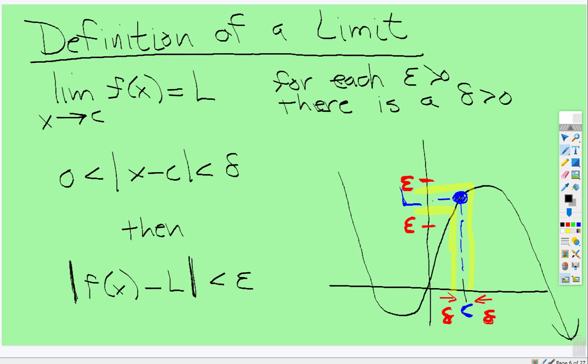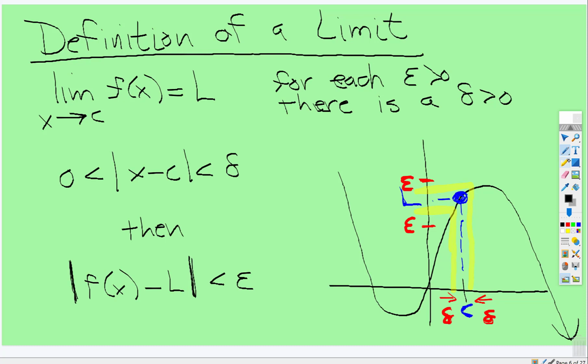Okay, so the definition of a limit says that if 0 is less than the absolute value of x subtract c, less than delta, then the absolute value of the function subtract the limit will be less than the epsilon value.